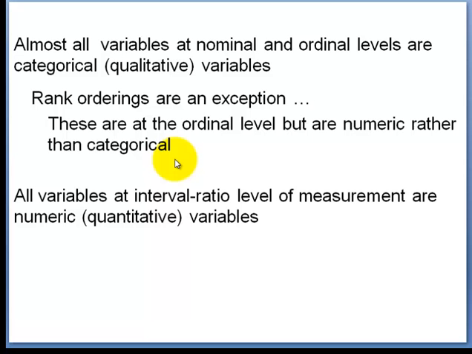And then we've been talking about the interval ratio level of measurement, and we've also talked about numeric, which is to say quantitative variables, and pragmatically variables at the interval ratio level of measurement and numeric variables are one and the same. And that concludes our material for Chapter 1.